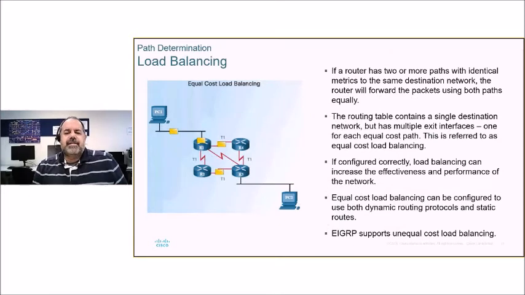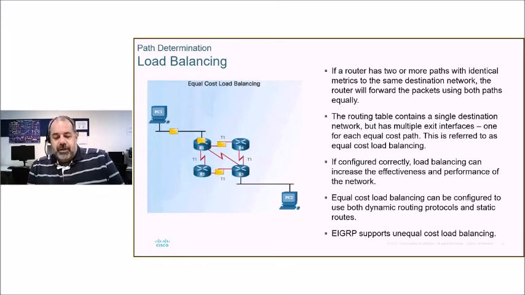Okay, load balancing: if a router has two or more paths with identical metrics to the same destination, the router will forward the packets using both paths. The routing table contains a single destination network that has multiple exit interfaces. It will do equal cost load balancing. So in other words, it will send the first packet on the first path, the second packet on the second, then the third on the first, and the fourth on the second, and so on.